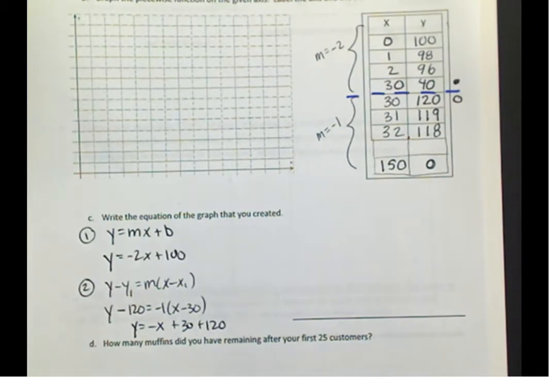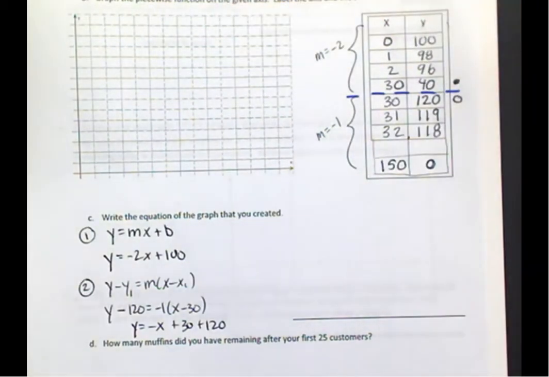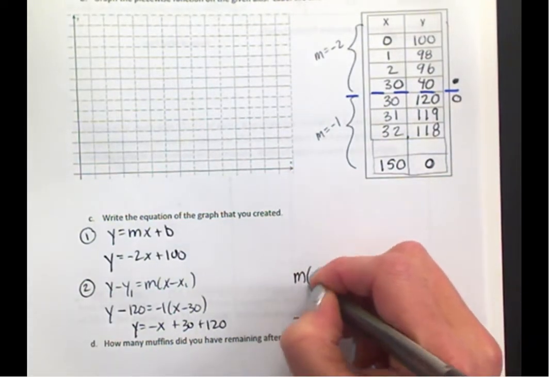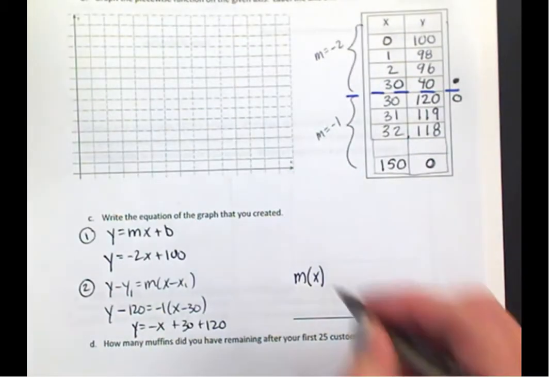But I have to actually write it as a piecewise. Notice it didn't say piecewise in the problem. It just said make a table of points that describes the situation, and you had to figure out that it changed, right? The slope changed. That means you have more than one line. I'm going to call mine muffins. Call it whatever you want. Muffins. So I used M.